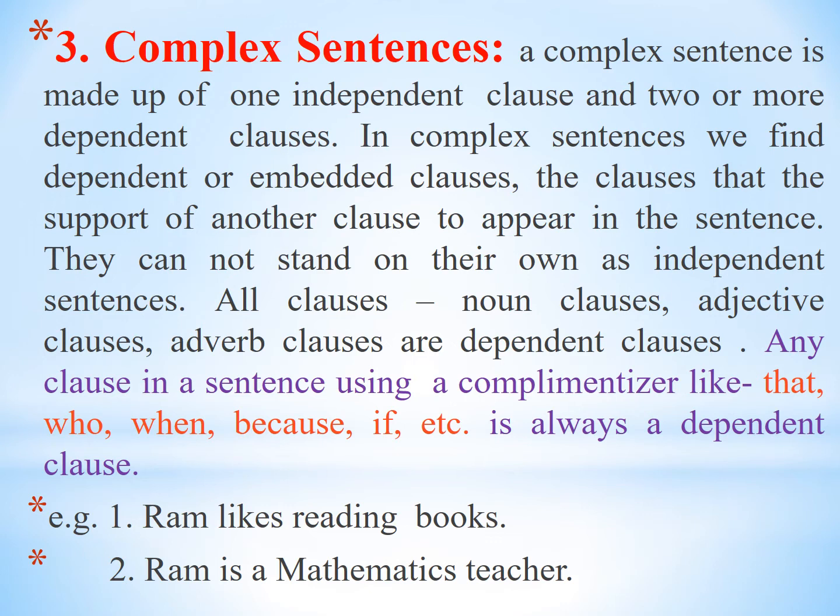Ram likes reading books. Ram is a mathematics teacher. These two are clauses. They are independent clauses. But how they are turned into complex sentence we will see in next slide. Now for complex sentence you should consider that one independent clause is a must and two or more dependent clauses are there, and that's why it is called complex sentence. Complicated sentence, complex sentence. Okay, this is the third type.